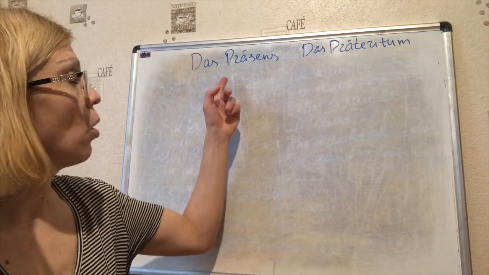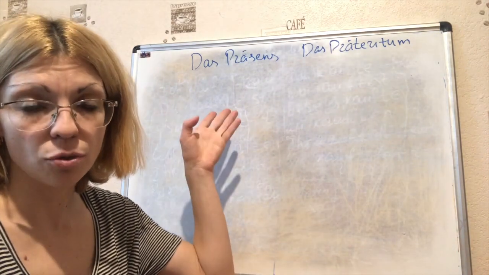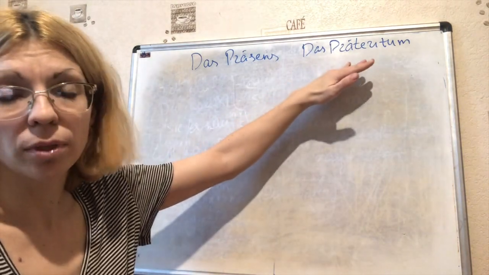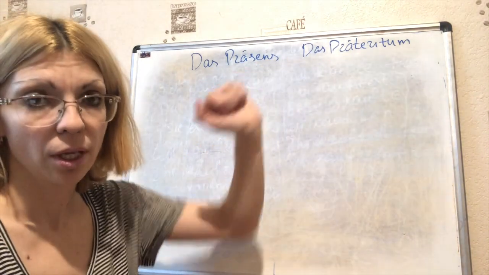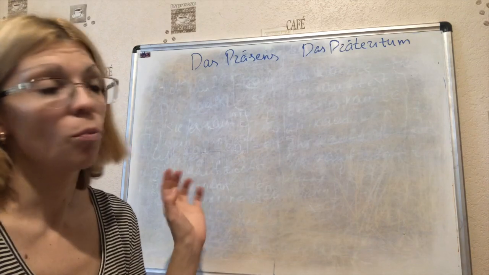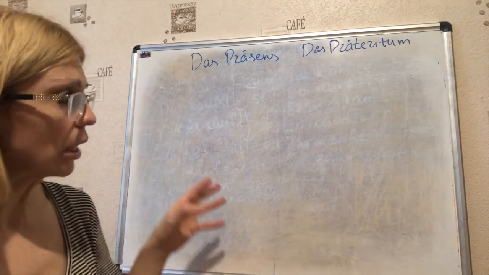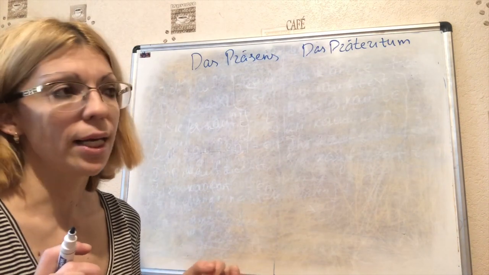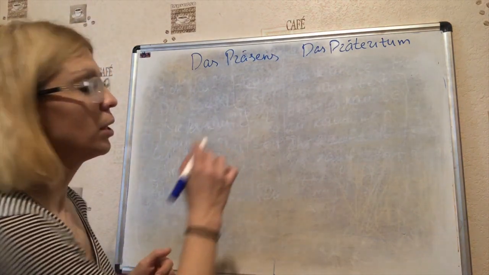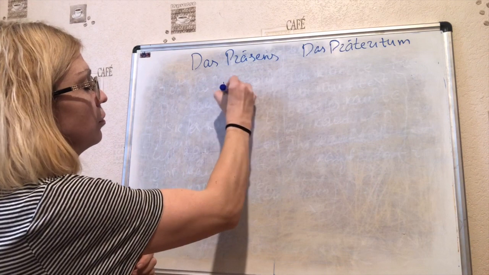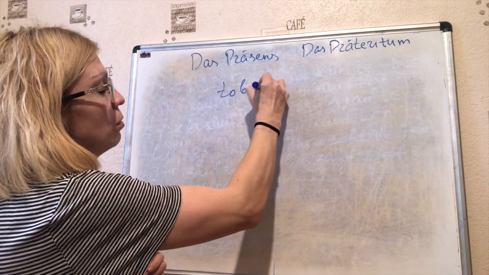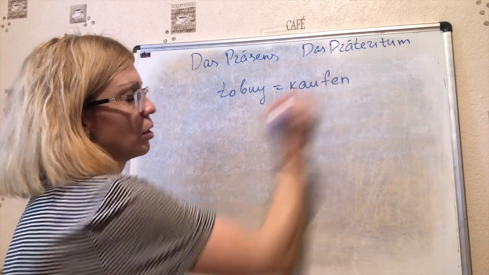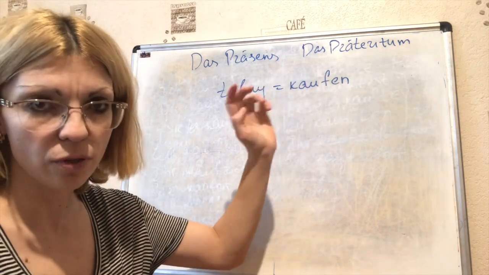First of all, we call the present tense in the German language das Präsens, and we call the past tense das Präteritum. Okay, how to form both these tenses? First of all, you have to take the infinitive form of a verb. For example, to buy, kaufen. You see? It's the infinitive of the verb.